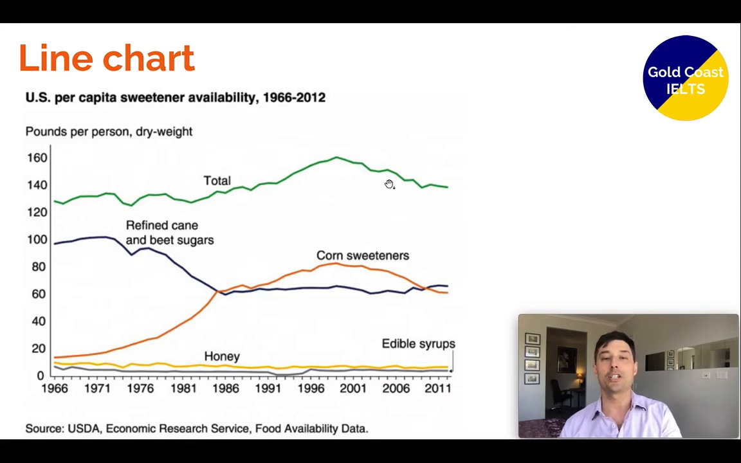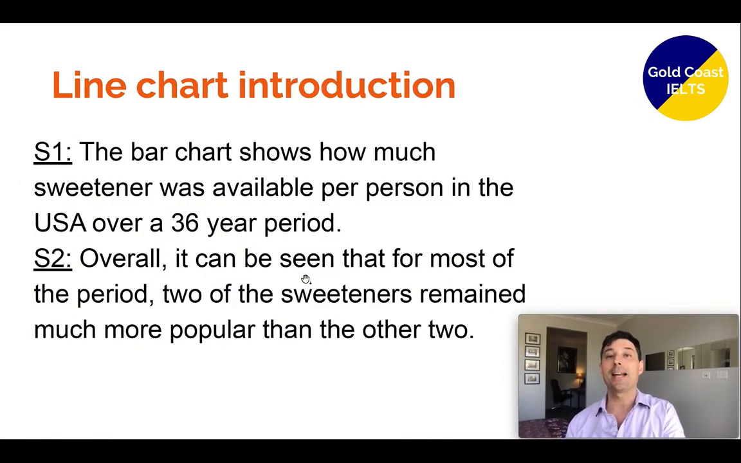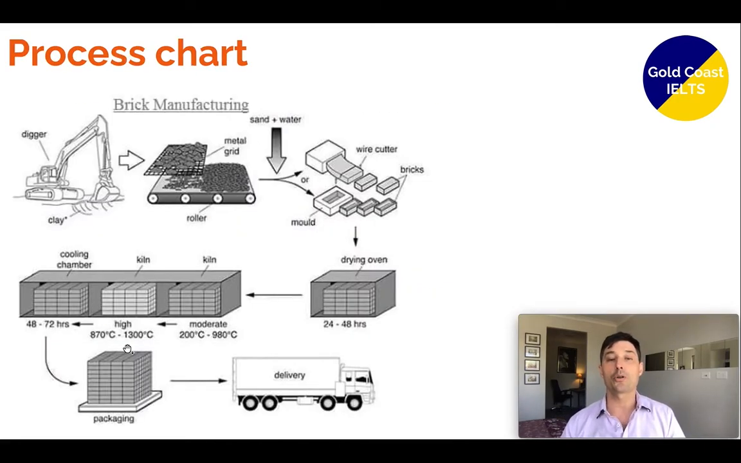Let's move on to a line chart. Very complicated, but not really if you look at it closely. You can see honey and edible syrups are very small and they don't change, but refined cane and beet sugars and corn sweeteners from about 1984 or 1983, they are both very popular. So I would say something like this. Overall, it can be seen that for most of the period, two of the sweeteners remained much more popular than the other two. Let's move on to a process chart.